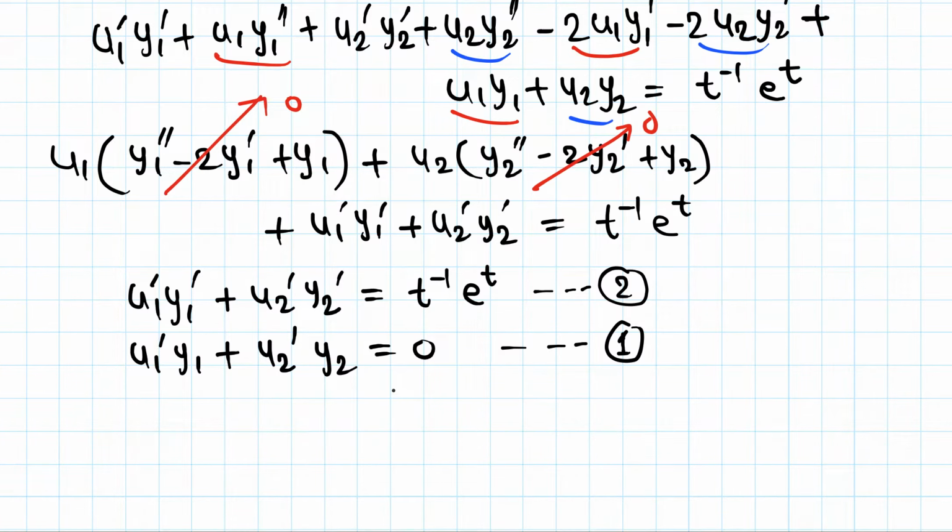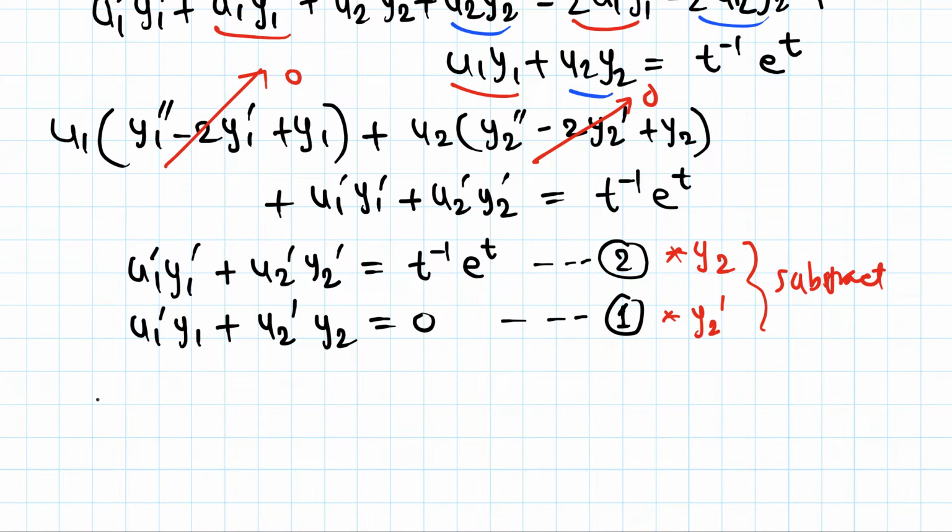Now we solve this system for u1 prime and u2 prime. When we find u1 prime, we integrate to get u1. So solving means just basic algebra, algebra 1. And let's get rid of the second term. So in these second terms, in both, look at here, u2 prime y2 prime, y2. So let's multiply this by y2 and multiply this by y2 prime. That way we'll have the same second terms and we subtract.